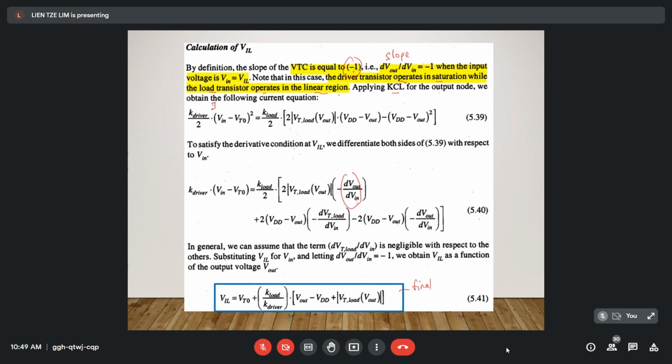Again, this current is maybe the load current. So it is a similar method of derivation. This one you don't need to remember; roughly knowing it will be enough. After all the derivations, this is what you should get: VTO plus the load over driver ratio, multiplied by Vout minus VDD plus VT, multiplied by Vout. These are absolute values.